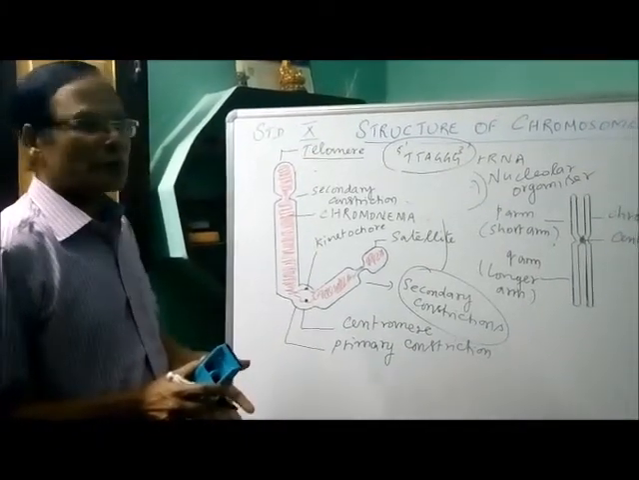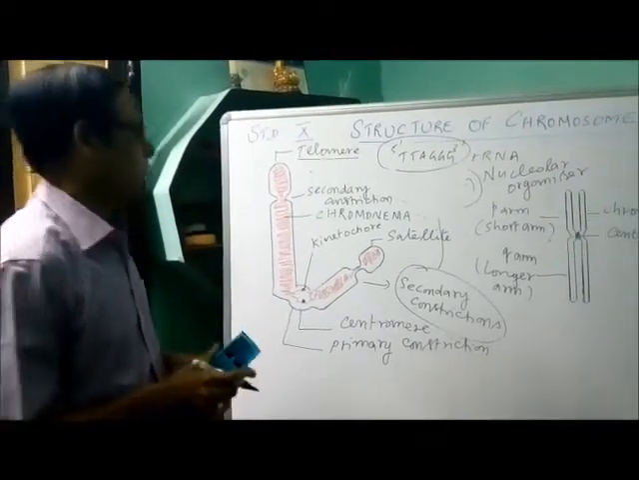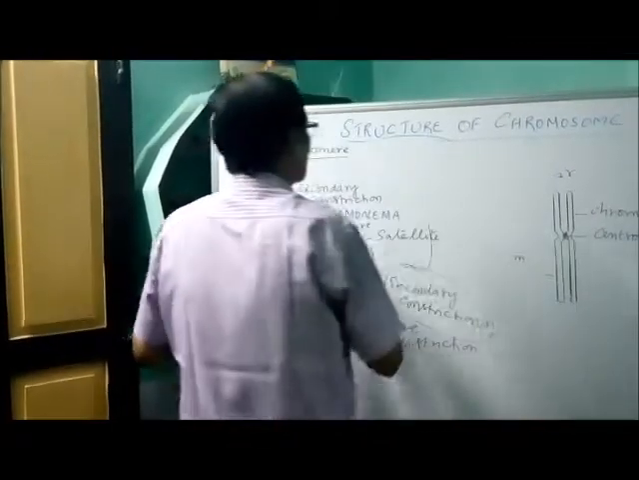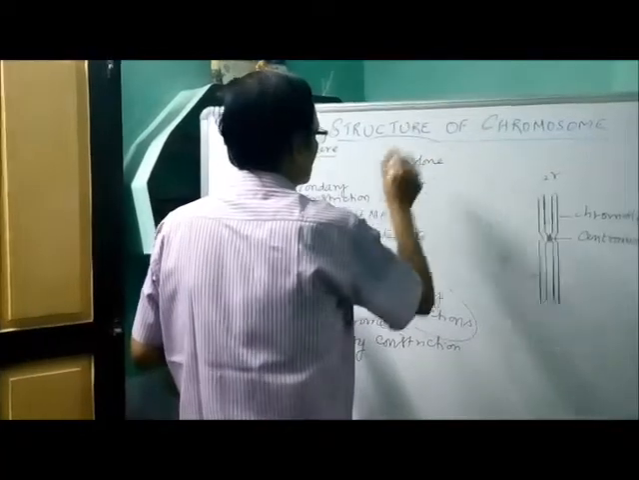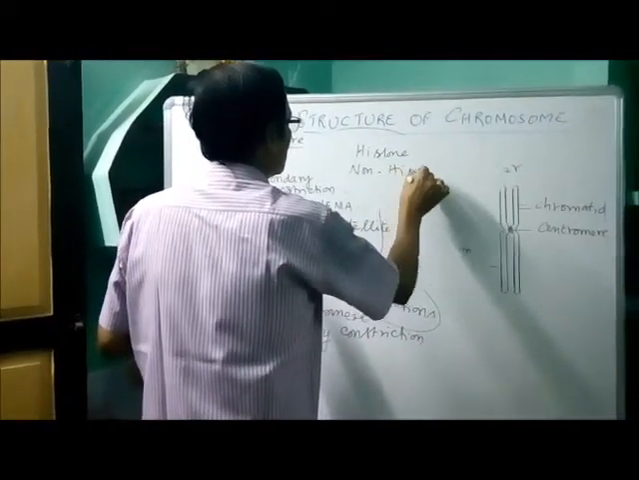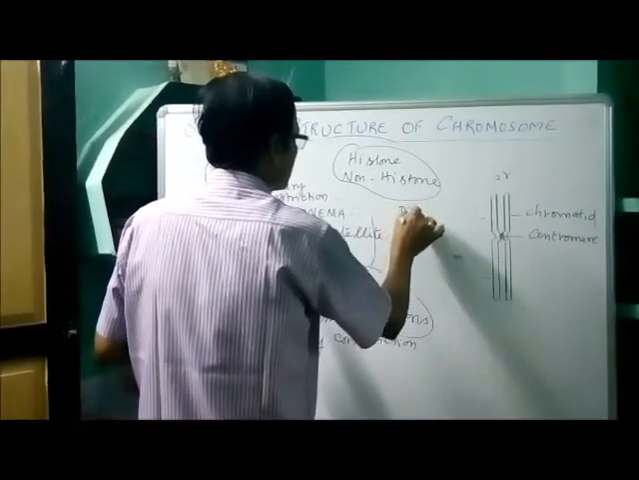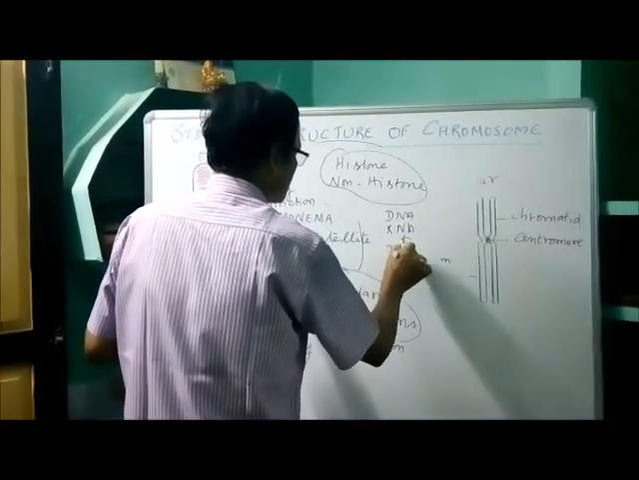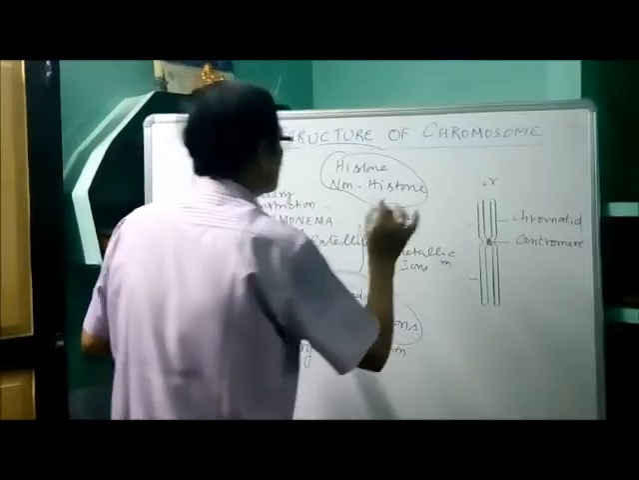What are the types of proteins present in what we call the chromonema or in the chromosomes? There are two types of proteins. One, histone proteins. Another one, non-histone proteins. These are the two types of proteins present along with DNA, RNA and metallic ions. So there is a chemical nature of what is called the chromosome.